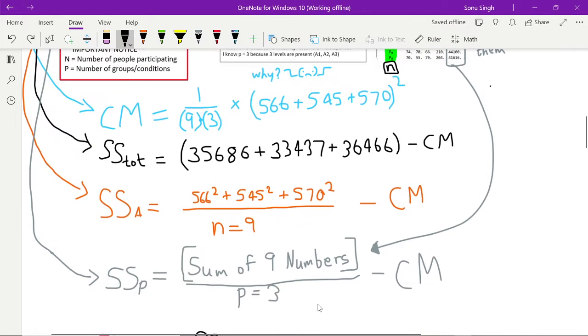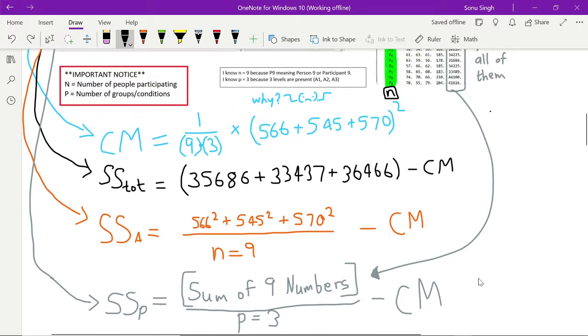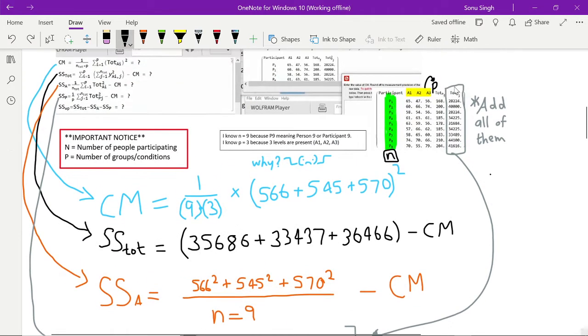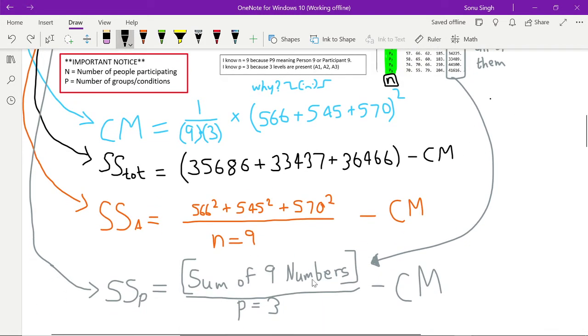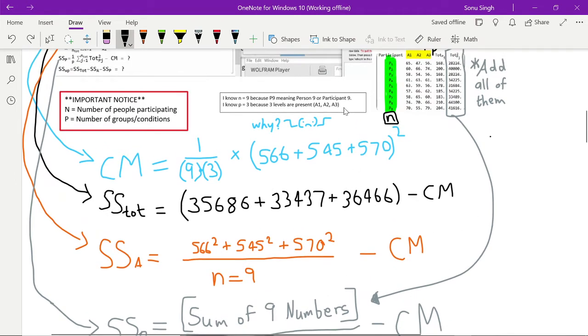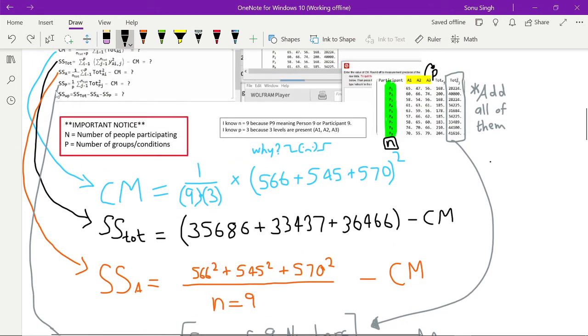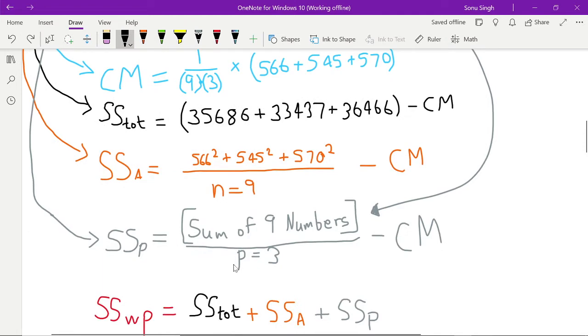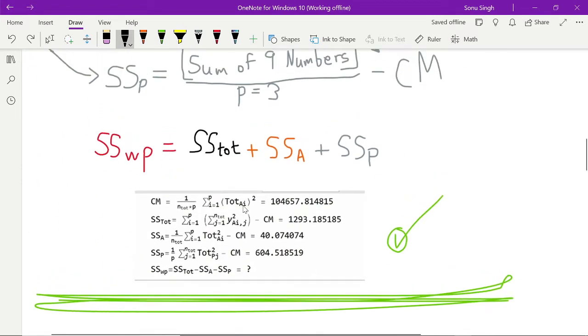And then SP, which is arguably one of the hardest ones because of redundancy. If you mess up one number, you get them all wrong. So you've got to add all 9 of these up specifically. That's what I mean, the sum of all 9 divided by 3 because of the formula given right here. And then you get your answer minus CM. And so, yeah, these are the final answers you must have gotten for all of these.